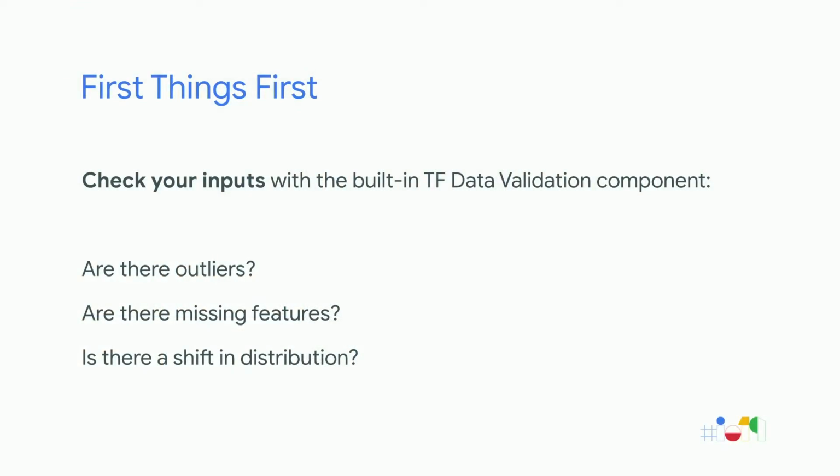So, first things first. You can check your inputs with the built-in TF data validation component. This component allows you to ask questions like, are there outliers? Are some features missing? Is there something broken? Or is there a shift in distribution in the real world that changes the ways your users might be behaving that might be leading to this output?